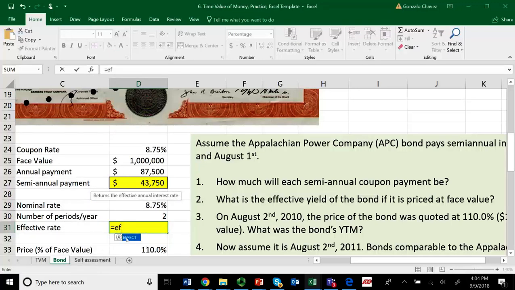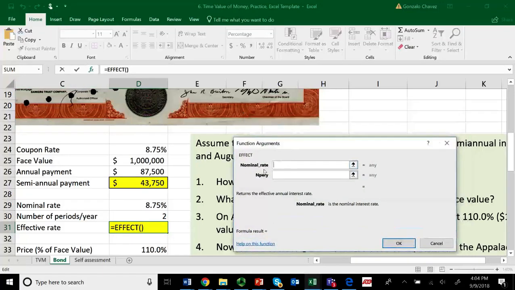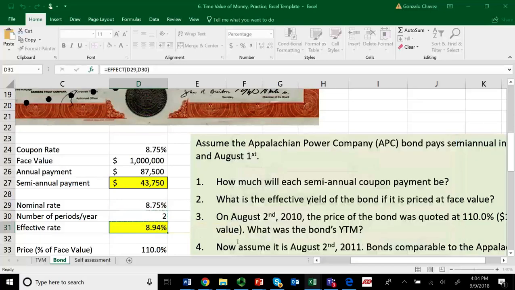You see how it comes up right here? Double click, let's press FX, and all it wants to say is give me your rate. What is the rate? 8.75%. Fine. Give me the number of times you get paid, the number of periods. It's 2. Press OK, and you will get 8.94%.